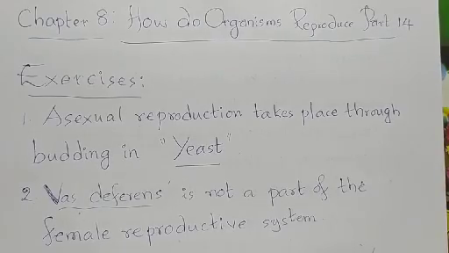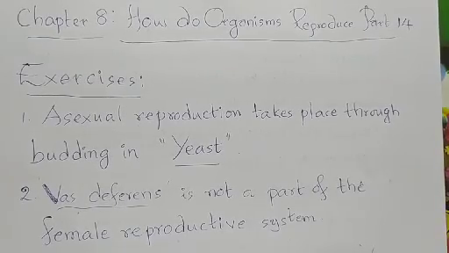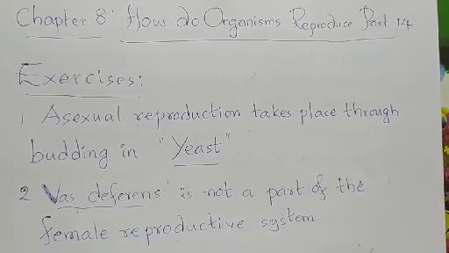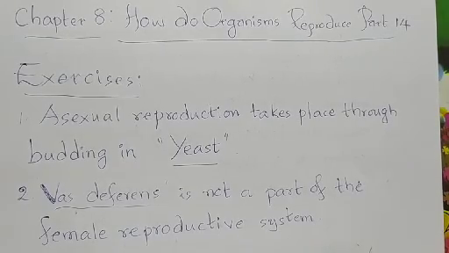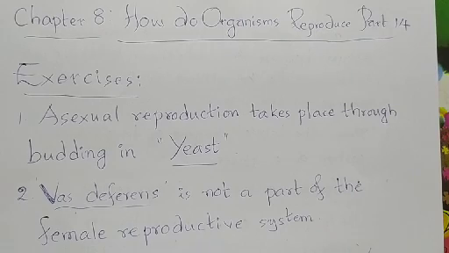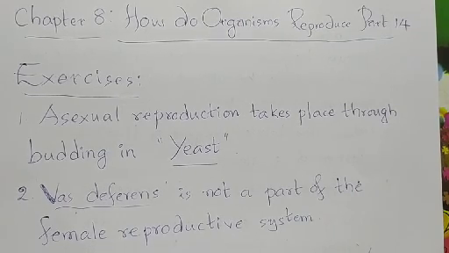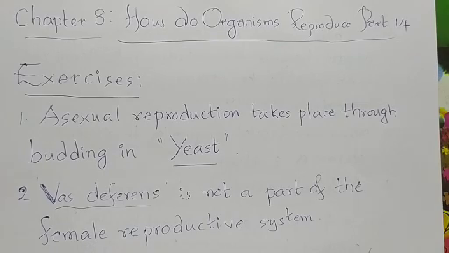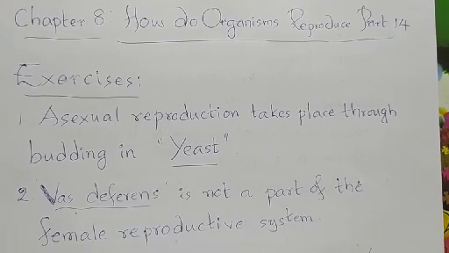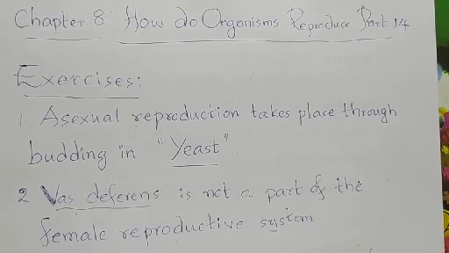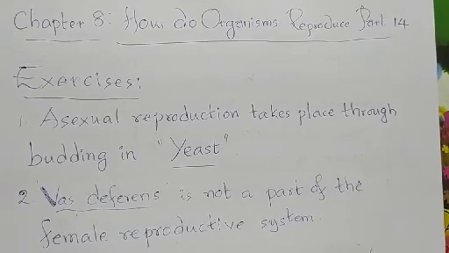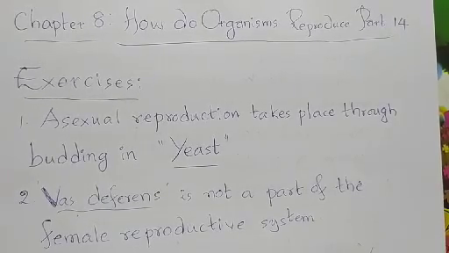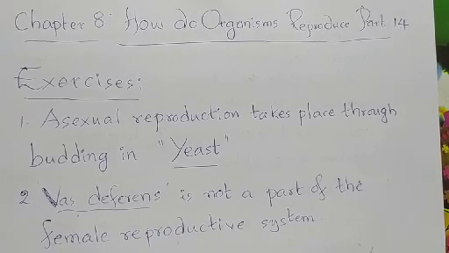Okay. First question. Asexual reproduction takes place through budding in amoeba, yeast, plasmodium, leishmania. Asexual reproduction takes place through budding in yeast. In the remaining organisms, amoeba and leishmania, it is by normal binary fission, and in plasmodium, by multiple fission, that asexual reproduction is carried out.